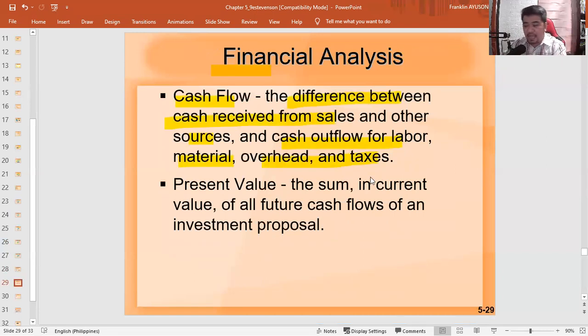Second, financial part of our financial analysis. Again, there is more to this. Number 2, present value. The sum in the current value of all our future cash flow of an investment proposal. Yan. So, ibig sabihin, sum of current value of our cash flow. So, meaning to say, sum of inputs, sum of output. Present value of our business, meaning to say, what level of profitability can we produce out of our operation and our capacity. Yung kapasidad ng paggawa natin, gaano kalaki yung kaya natin produce.